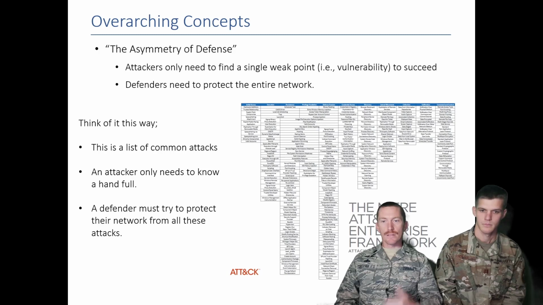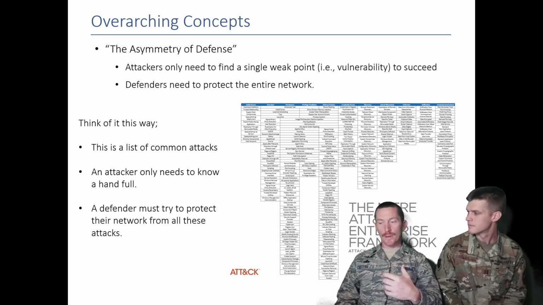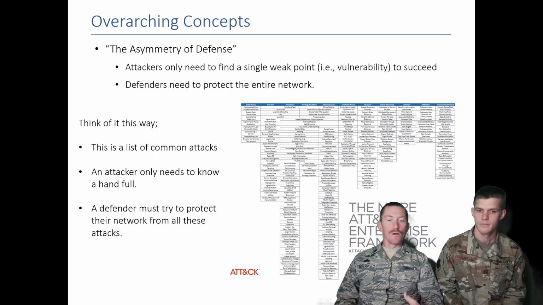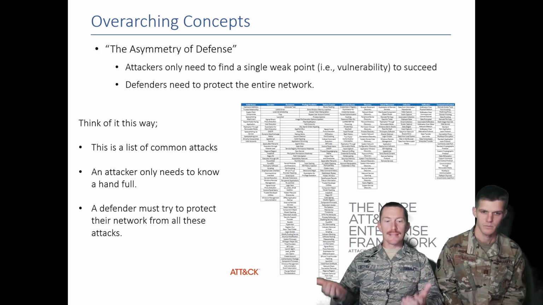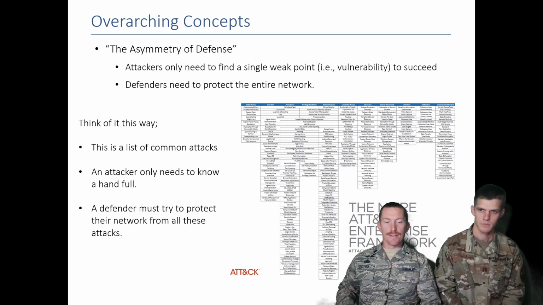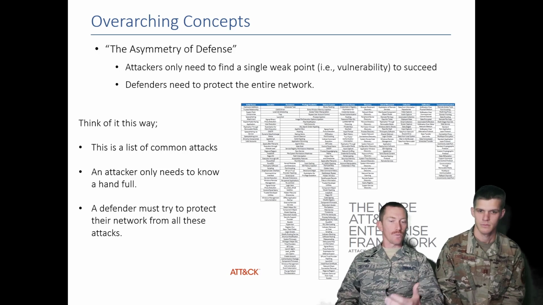So an attacker only needs to find one single weak point. We can't get into the classifications of things, but when you were doing an attack, you were doing one attack, maybe you had a plan for a couple little items. Whereas my job was to defend the entire Air Force network against every attack known to man. And that's what we call the asymmetry of defense. It means we have to defend everything while an attacker just has to be good or find one vulnerability and get in.